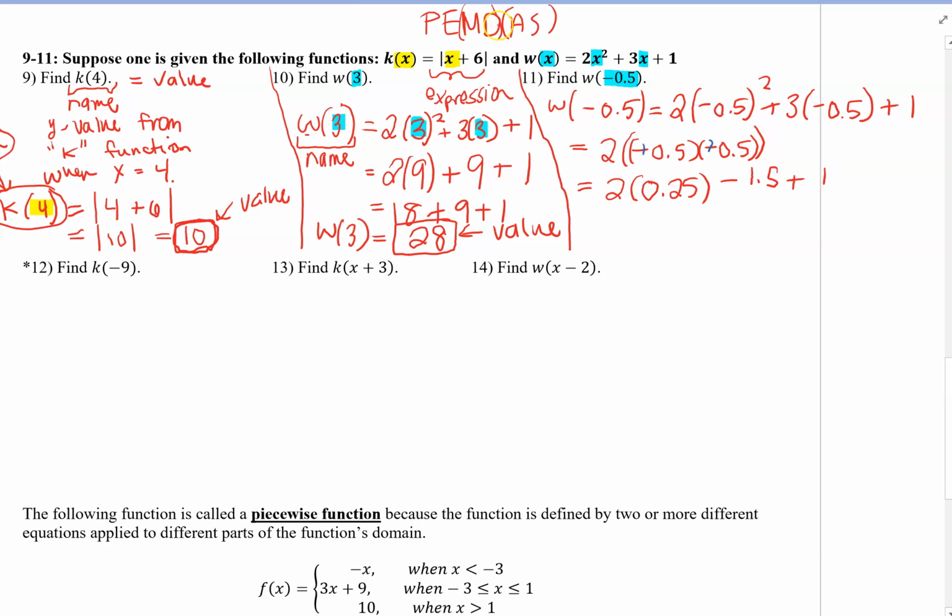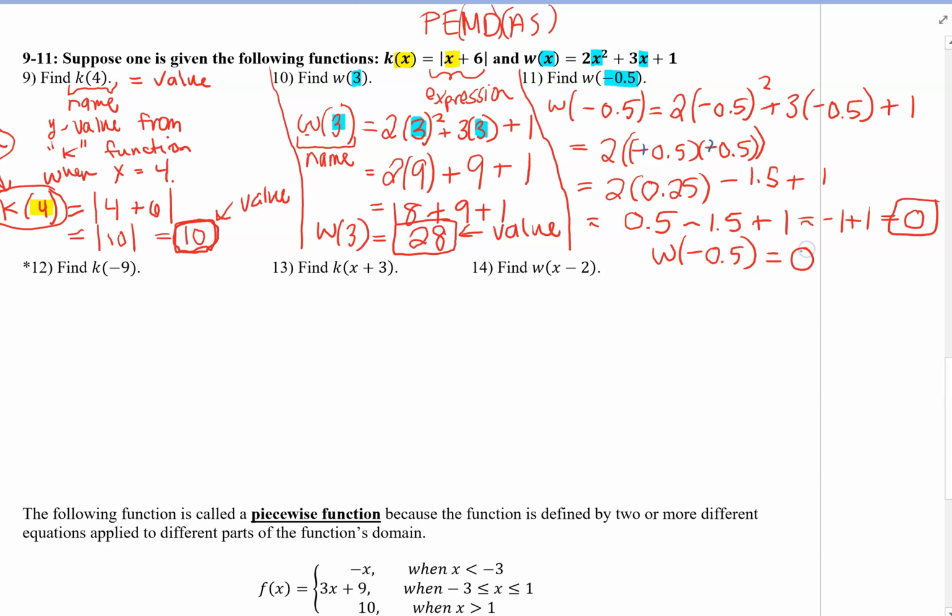And then I'm moving now to multiplication and division. So I'm going to multiply these 2 times 0.25, get 0.5. And then now I can go ahead and add and subtract from left to right. So when I do 0.5 minus 1.5, that gives me negative 1. And then plus 1 gives me 0. So actually the output for this is 0. So the name for that output was W of negative 0.5, and the value for that output was 0. So why don't you guys go ahead and try number 12.